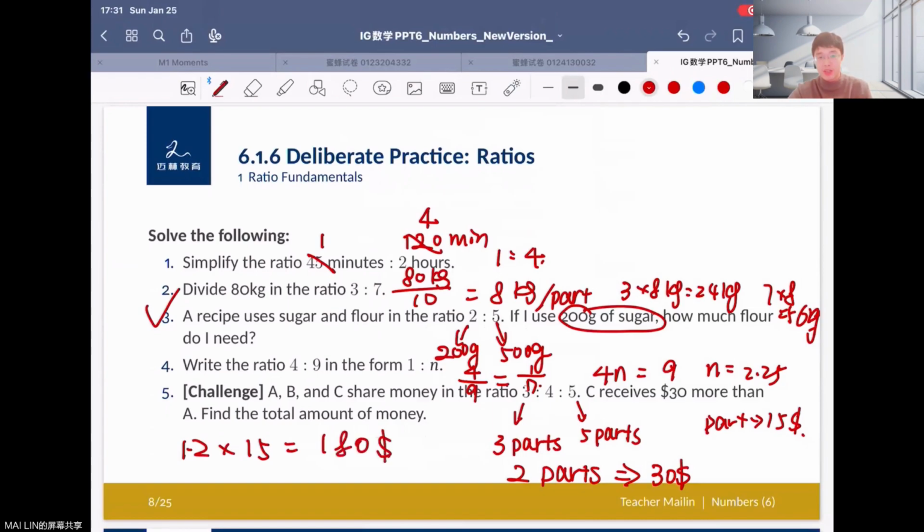I hope you understand ratios and how to calculate them. They are very interesting, and the last question is very challenging because there are 3 values. Okay, that is for today's lesson. I hope you can review them and try to understand all of the practice problems here.